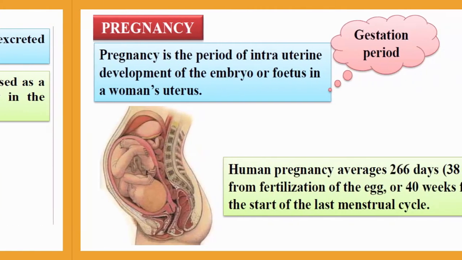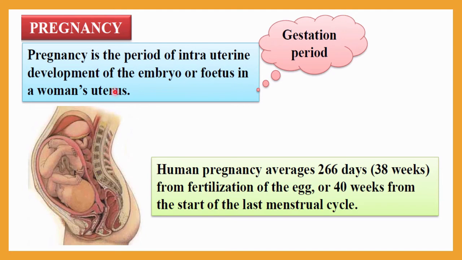Now let me define pregnancy. What is pregnancy? So pregnancy is the period of intrauterine development of an embryo or a fetus in a woman's uterus, and that is called the gestation period. And in human, the gestation period will be 9 months. Okay, so in human, pregnancy averages 266 days, that is 38 weeks from fertilization of the egg, or 40 weeks if you consider it from the start of the last menstrual cycle. So this is the consideration. So total number of days will be 266 days.